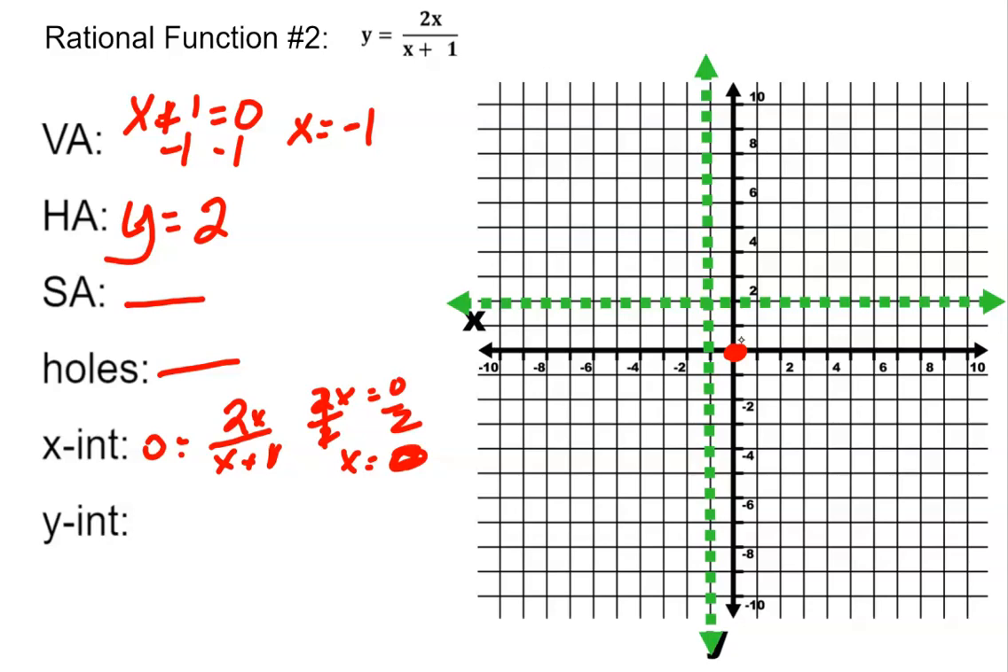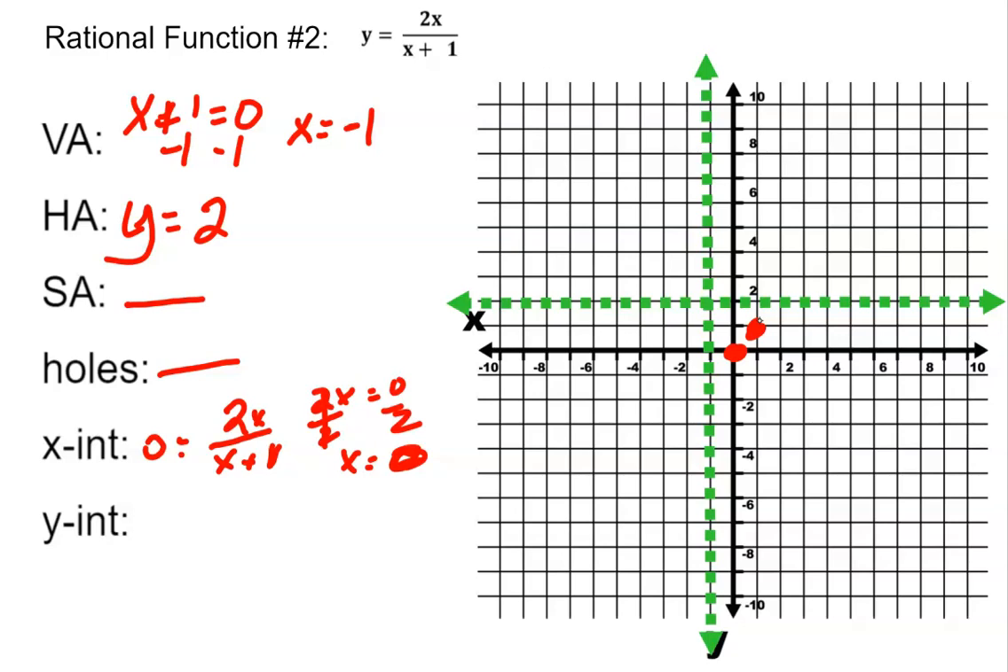So if I already have 0 in for x, now if I put 1 in for x, 1 plus 1 is 2, so in the denominator I have 2. 2 times 1 in the numerator would be 2. So I have 2 divided by 2. 2 divided by 2 is 1. So I would have a point at 1, 1 for my next point. So I would have a point here.